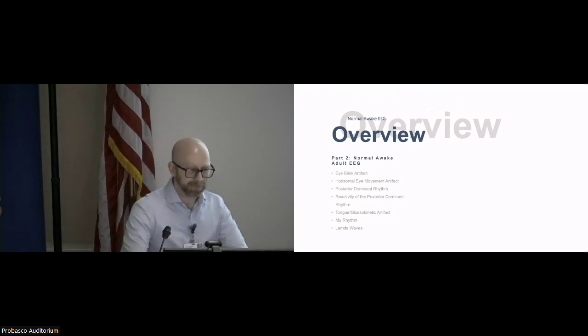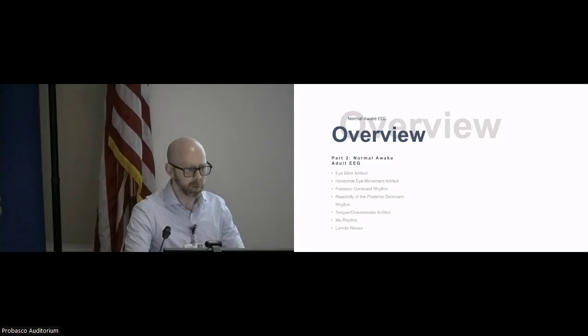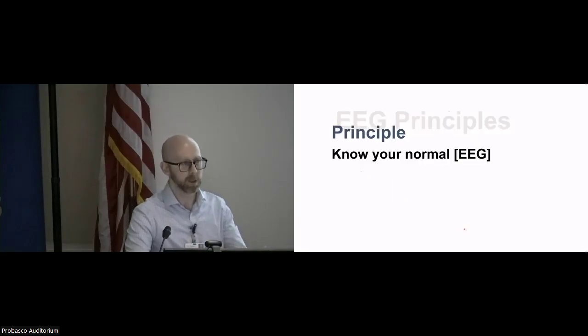So now we're on to the normal awake adult EEG. And this is really important to know because you've got to know what's normal before you know it's abnormal, and you have to look at a lot of normal before you get a feel for the variance of normal.